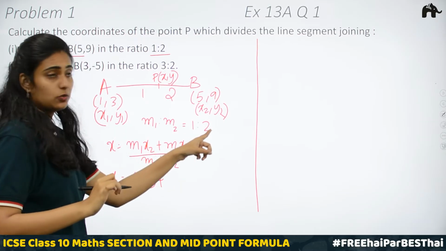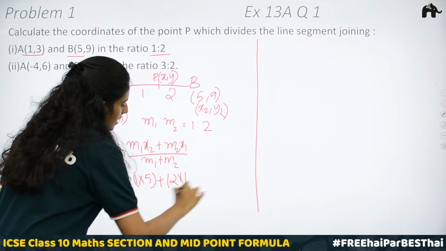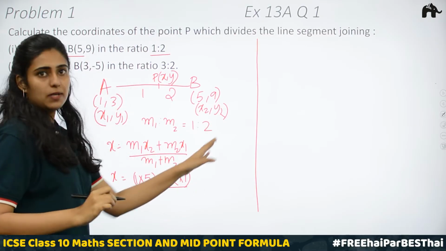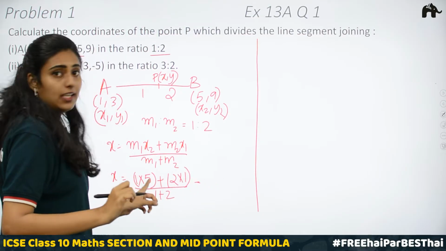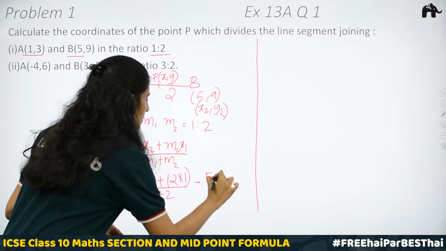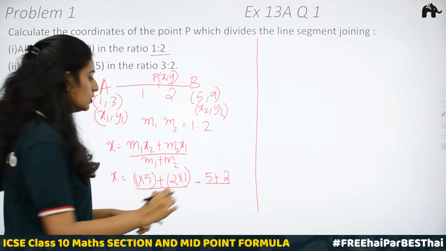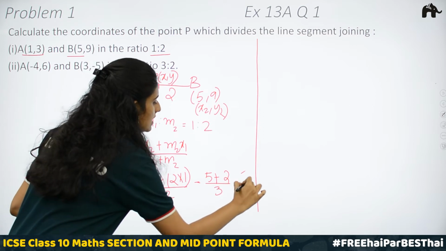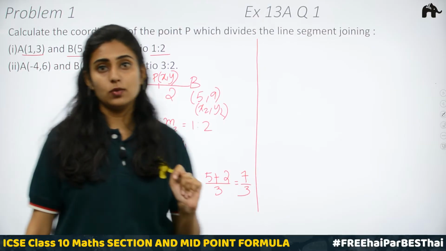M2 is equal to 2 and x1 is equal to 1. So, 2 into 1 divided by M1 plus M2, 1 plus 2. That is equal to 1 into 5 plus 2 into 1, divided by 1 plus 2, which is 3. So 7 divided by 3 is the x coordinate. We got x is equal to 7 by 3.